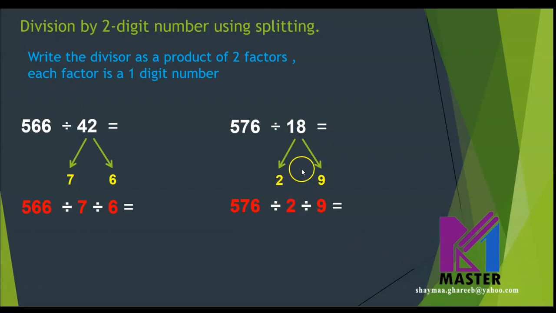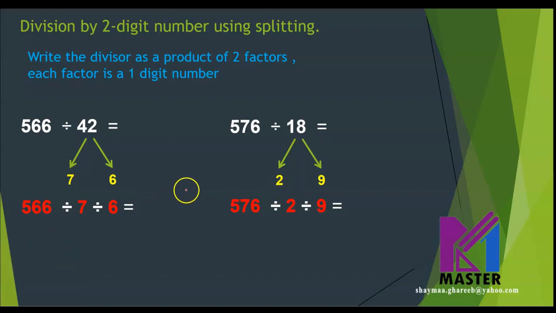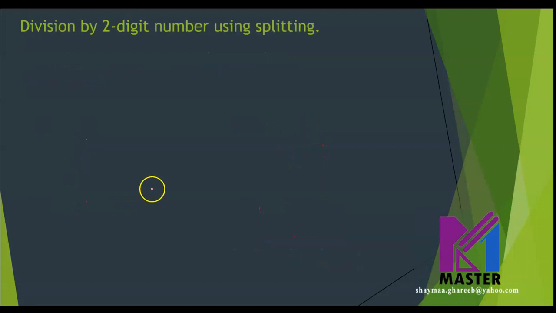Or someone else can rewrite the 18 as 3 times 6. So we can write the 18 also as 3 times 6. So it will be 576 divided by 3. Then the answer will be divided by 6. Okay, so now let's see an example.